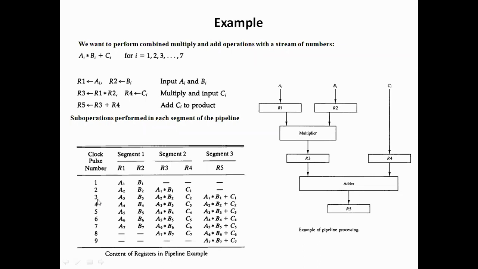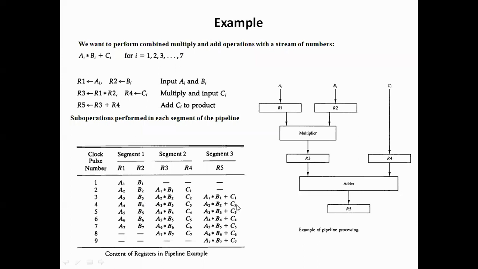So that is what we are showing here in the table, that at the third clock pulse, this adding and multiplication for A2 will be happening, fine, and transfer for A3 in the third clock pulse. In the fourth clock pulse, A4 will be transferred to R1 and R2, A3 and B3 will be multiplied in the multiplier, and C3 will be transferred to R4, and the addition will be happening for 2.